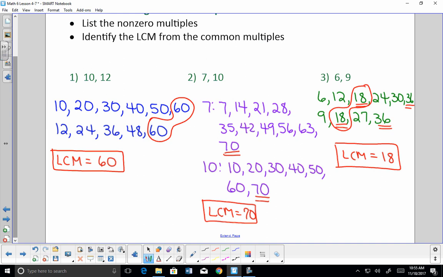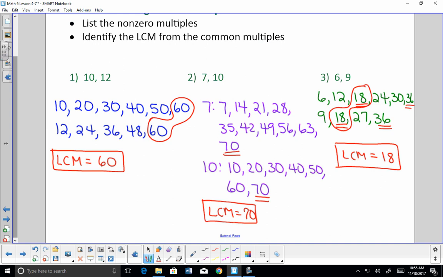If we looked at our first common multiple, 60 was much larger than 10 and 12. Second one here, 70 is much larger than 7 and 10. And our last one, our least common multiple of 18, is larger than 6 and 9. The least common multiple will be either the same or larger than the numbers that you have. It won't be smaller than the numbers that you're given. The best it could be is exactly the same number.